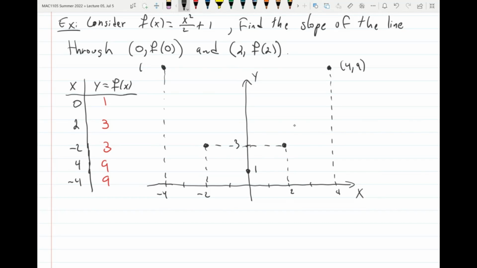That's -4, 9. And then hopefully you agree that, as I move towards the right side here, what's going to happen? So I start throwing in values that are bigger and bigger, greater than 4. What's going to happen to the y values? For example, is it ever going to come back down? No, it's just going to keep getting bigger and bigger.